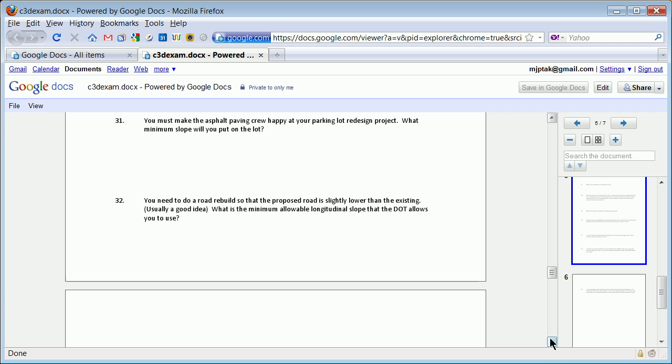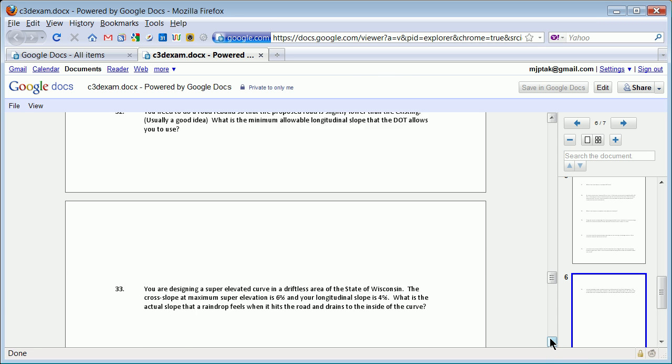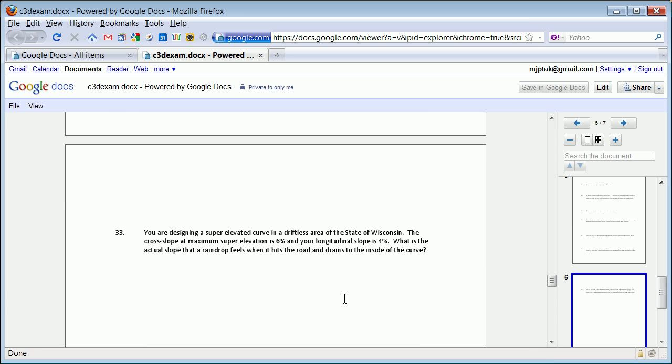And finally, then, we have to know that we can do a Pythagorean theorem on this and take the square root of 6 squared plus 4 squared to get something like 7.2%.